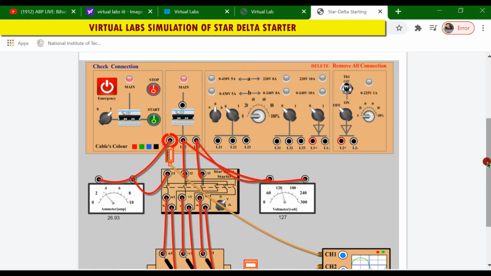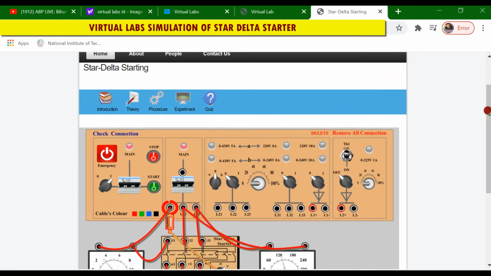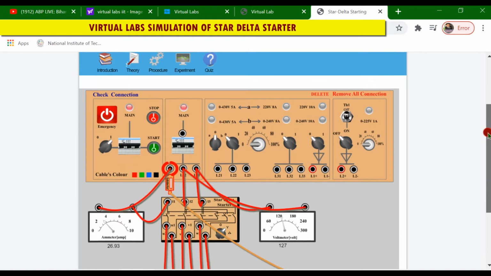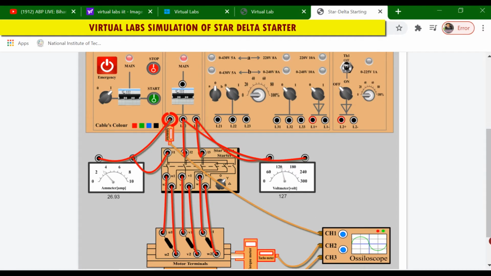So guys, today I have presented over here the star delta starter of a 3-phase induction motor. As you can see on the screen, this is the connection diagram of the simulation of the star delta starter in virtual labs. This is the star delta starter you already know, and we know that a star delta starter is the most commonly used method for the starting of a 3-phase induction motor.